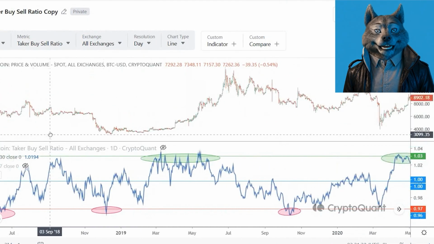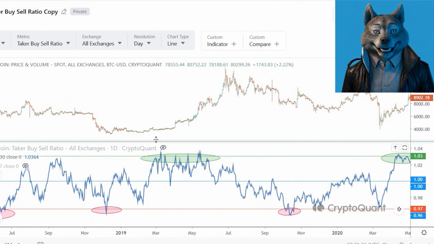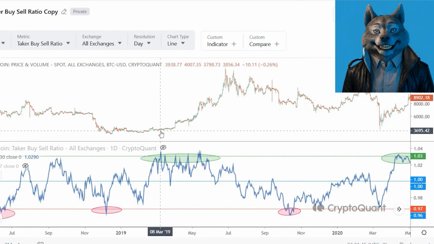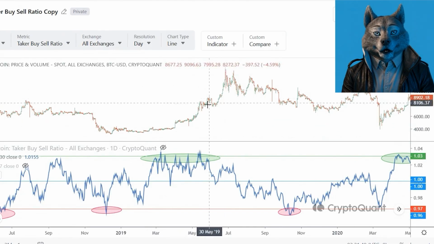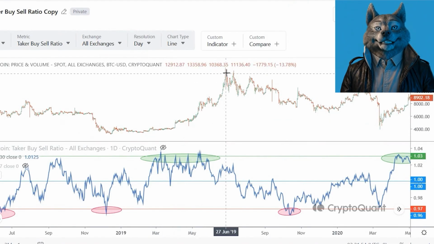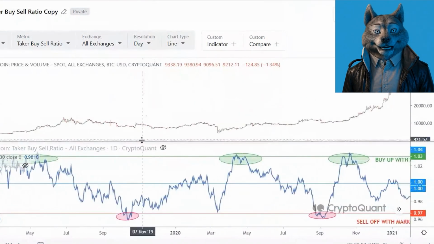Then, when this indicator once again reaches that level of 1.03, it's exactly at the lows of the 2019 cycle, when the price was around $3,000. And right after this indicator hit that 1.03 range, there was also a quick rally that took the price from $3,000 to about $13,000. A rally that was also very strong and very extensive.